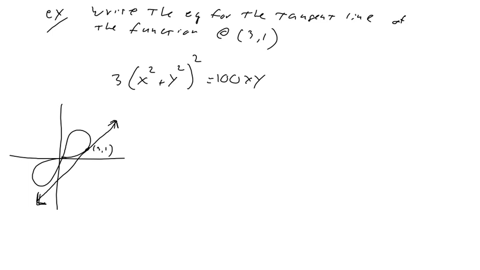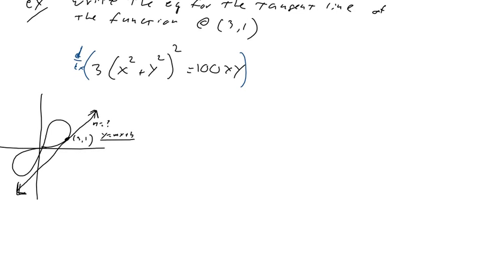I want the equation of the tangent line, so I need to know the slope, and I need the y = mx + b. When it says equation, that's what we want. We want the y = mx + b. So to do that, we need the m and the b. To find the m, I do my derivative. So let's find d/dx of this whole equation. Now this is a little complicated, right? There's a lot of pieces here, so we're just going to take it step by step, one piece at a time.